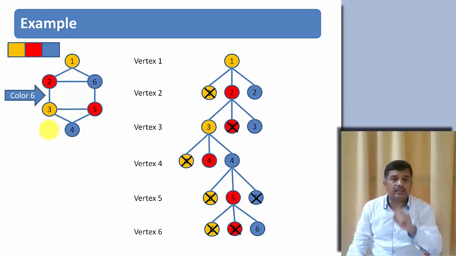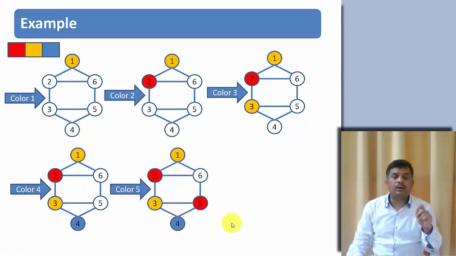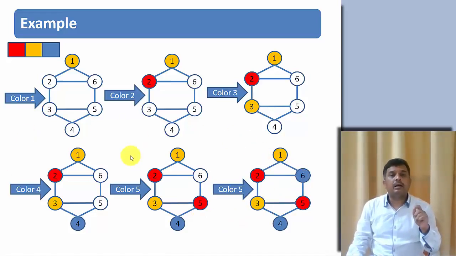So this is actually the graph coloring problem by using backtracking. So here you can see for first node we have given yellow, second node we have red, third node we have given yellow, for fourth node we have given blue, for fifth node red and for sixth node again blue. So this is how we are going to mark color for different vertices.